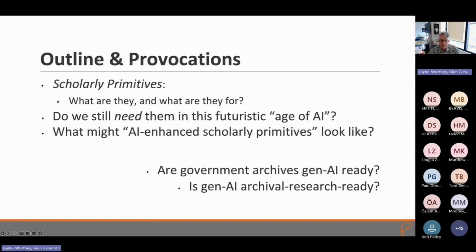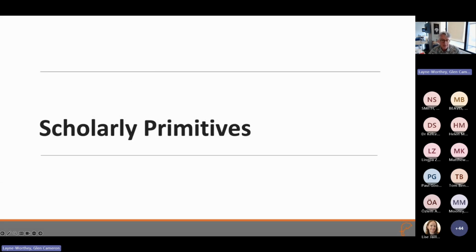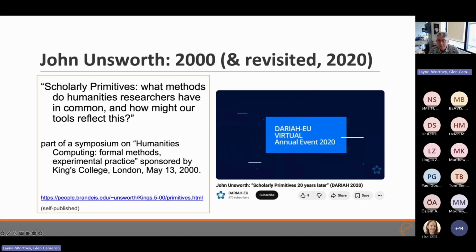Those scare quotes are intentional. And if we do, what might AI-enhanced scholarly primitives look like? And then I think the overarching gentle provocations are not only the question of the workshop, are government archives Gen AI ready, but is Gen AI archival research ready? I suspect from the previous conversation I know the answers that I'll hear from this, but let's launch into it. Scholarly primitives are an idea of John Unsworth, who is a towering figure in the digital humanities.